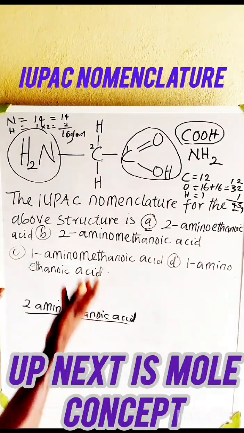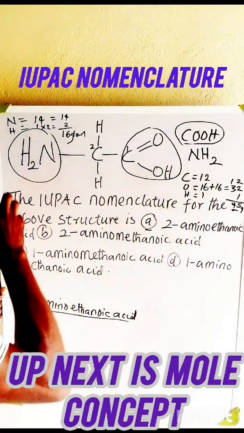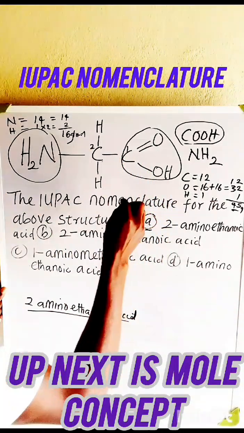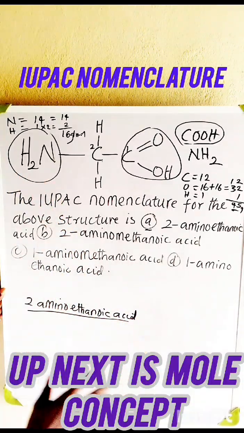This is how a question like this can be answered. It's very simple. You can try out other questions that have functional groups at both ends. Then consider the functional group that is heavier, and you start from that side to count. Then you have the name correctly written. Thank you.